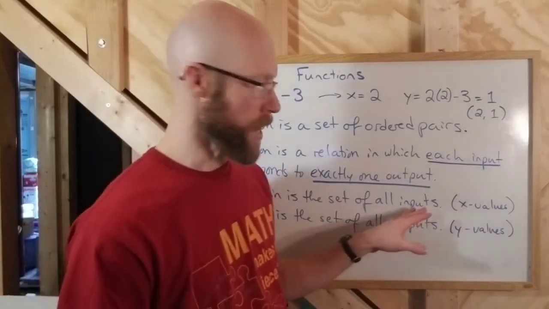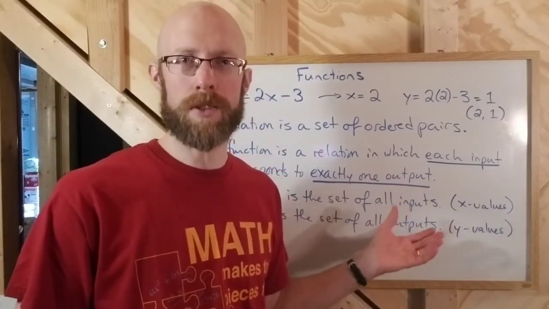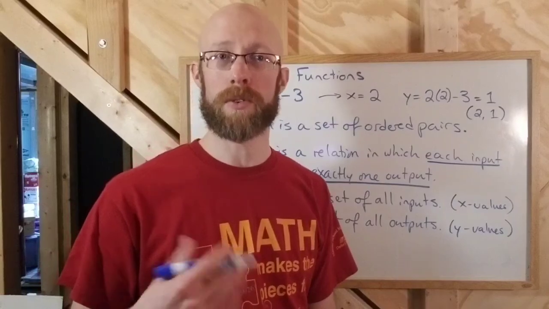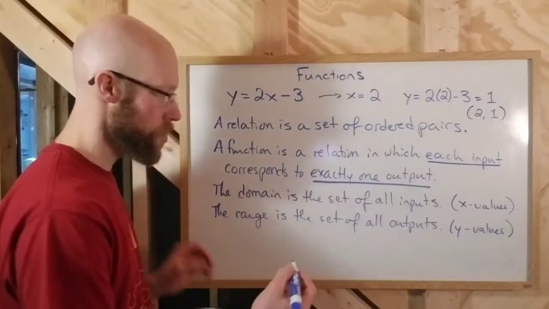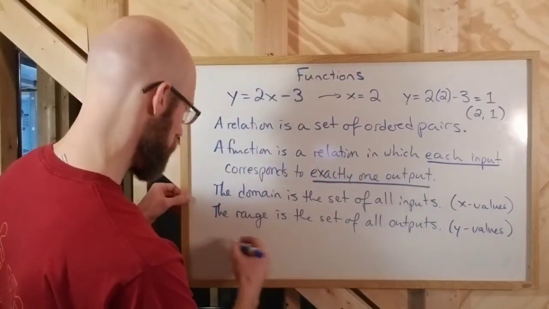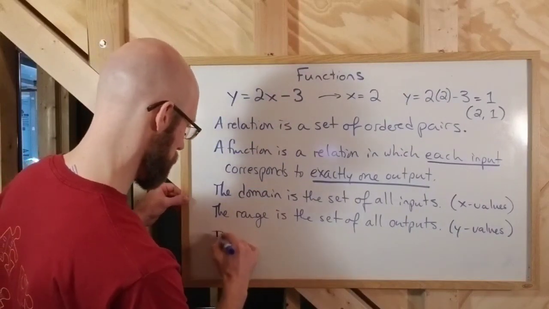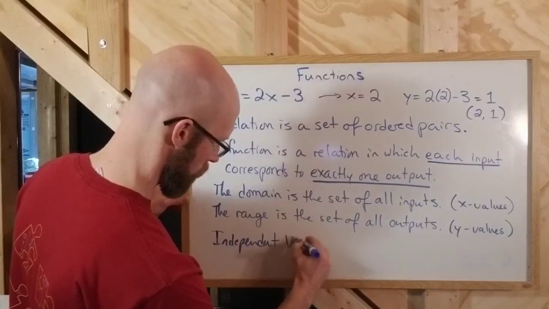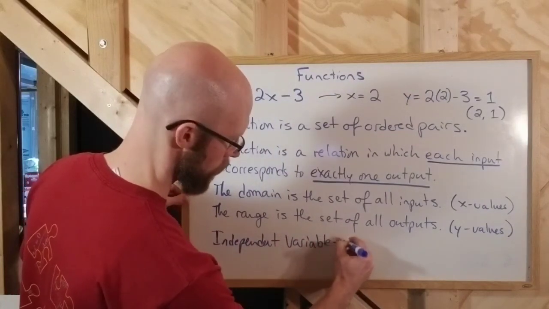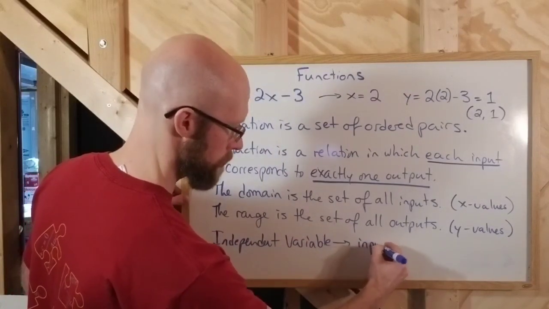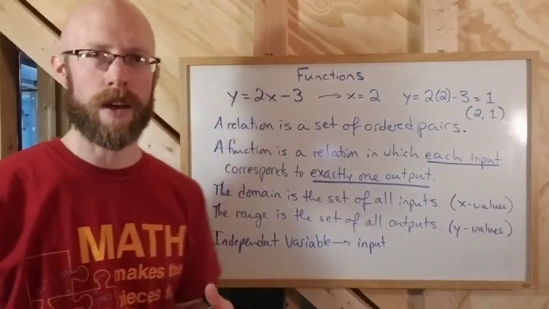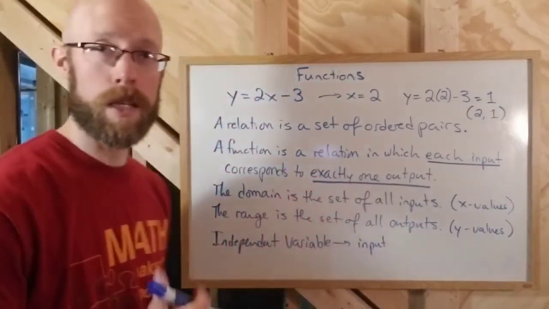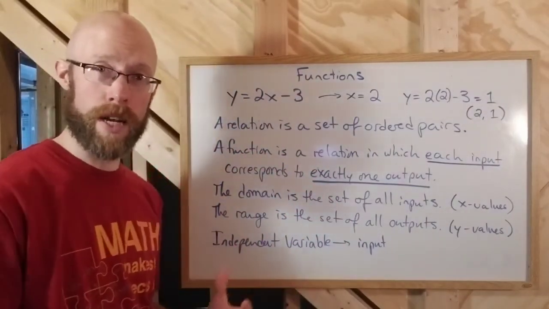We also have different names for inputs and outputs. I like to use inputs and outputs. It's just simple. Doesn't seem to be too confusing. But we also use the term independent variable. The independent variable is essentially your input. Okay, it's your x value. It's what you choose when you plug it into the function. The dependent variable is what you get out.